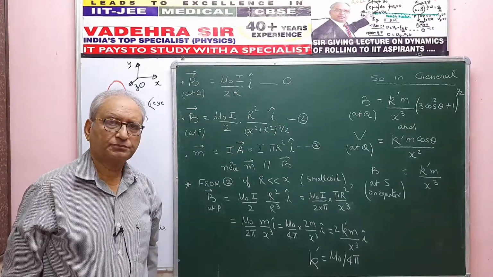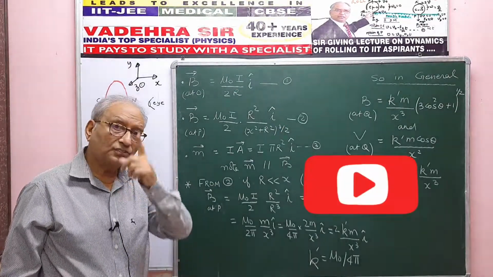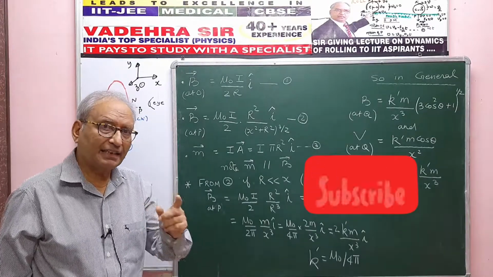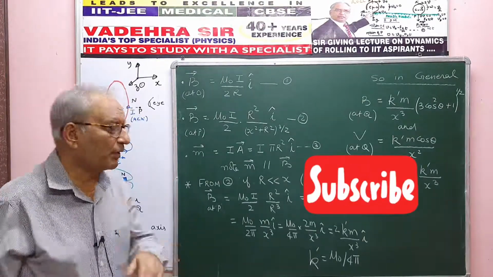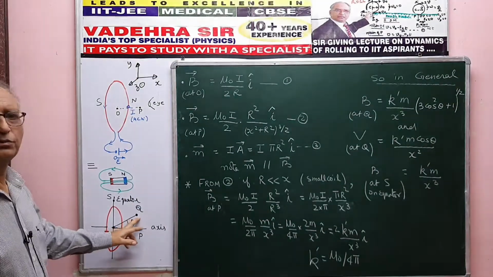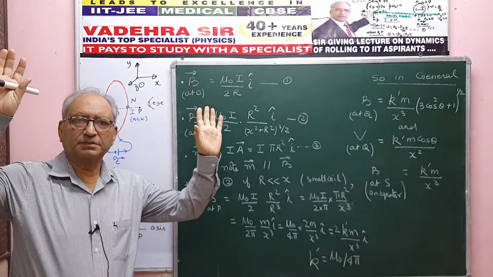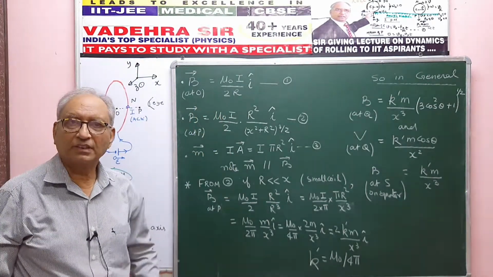Mind you, using the Biot-Savart law, if I ask you to find the magnetic field at any off-axis point, for example Q, for example S, you'll put your hands up. Sorry sir, we can't do it. Yes, you can't do it.